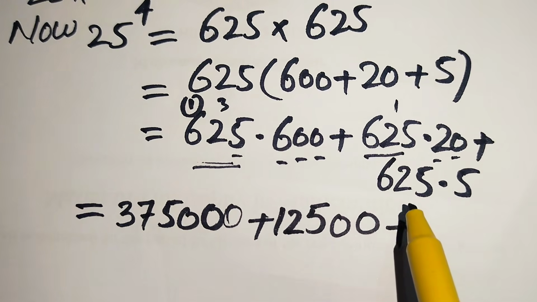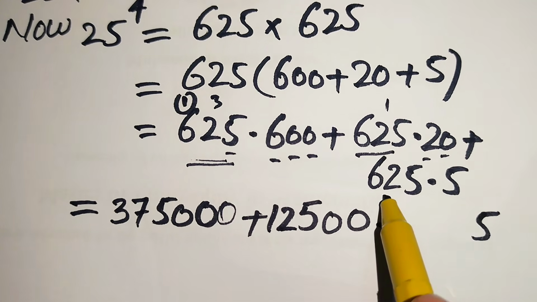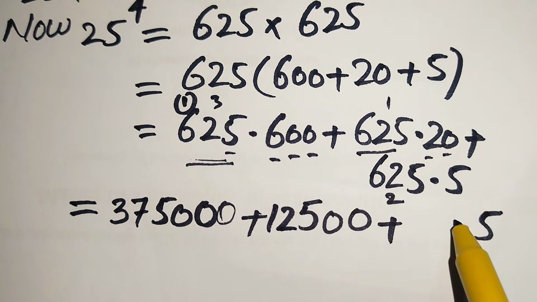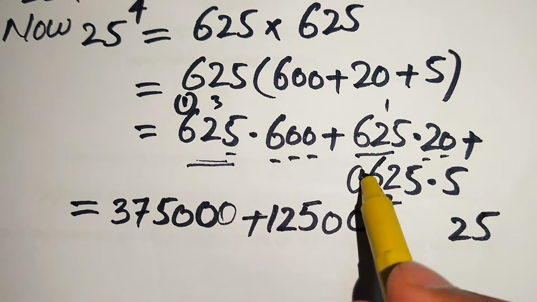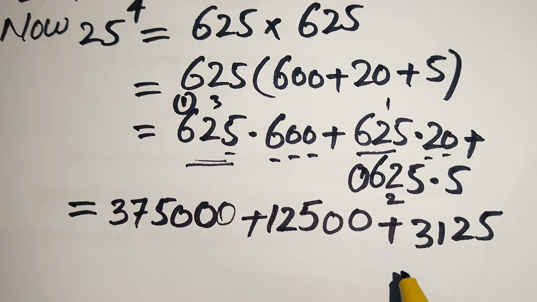And further we multiply 5 with 625. So 5 5s are 25, we write 5 and carry 2, 5 2s are 10, 10 plus 2 becomes 12, we write 2 and carry 1, 5 6s are 30, 30 plus 1 becomes 31.